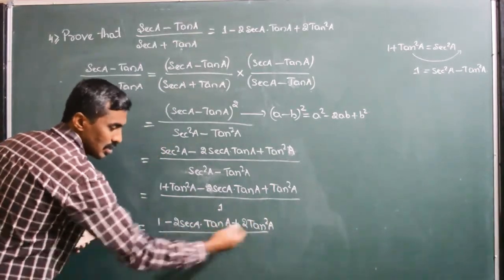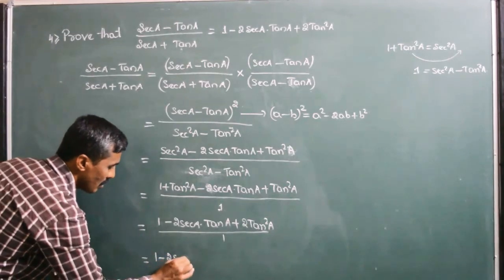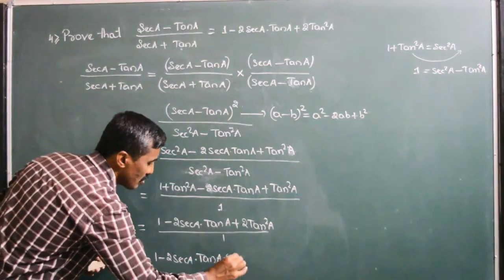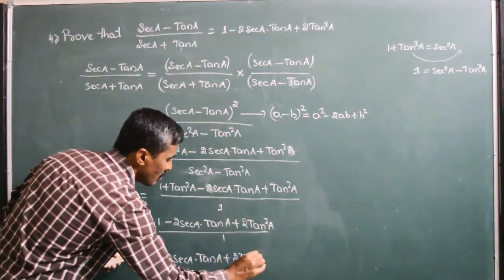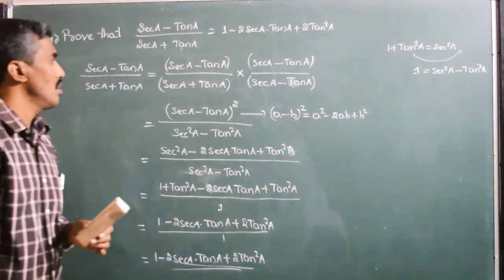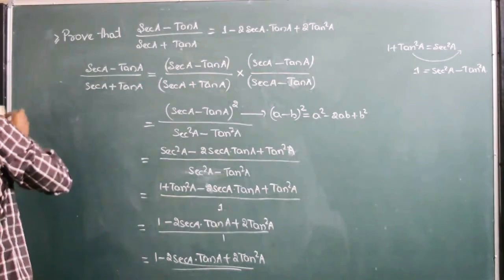If you divide the entire term by 1, then you will get 1 minus 2 secant a into tan a plus 2 tan square a. So this is our required RHS. Now we move on to the last problem, the fifth problem.